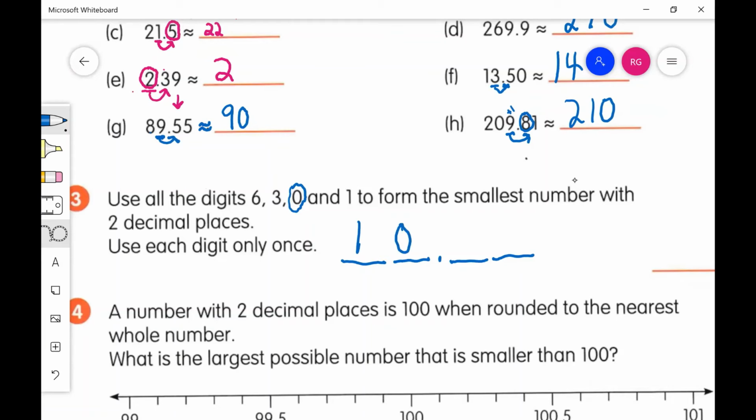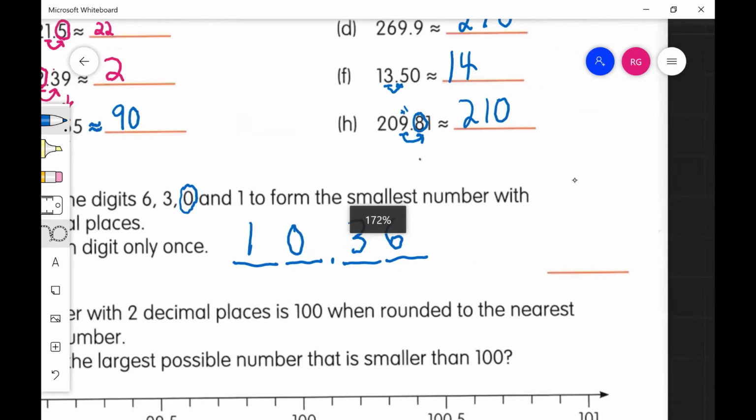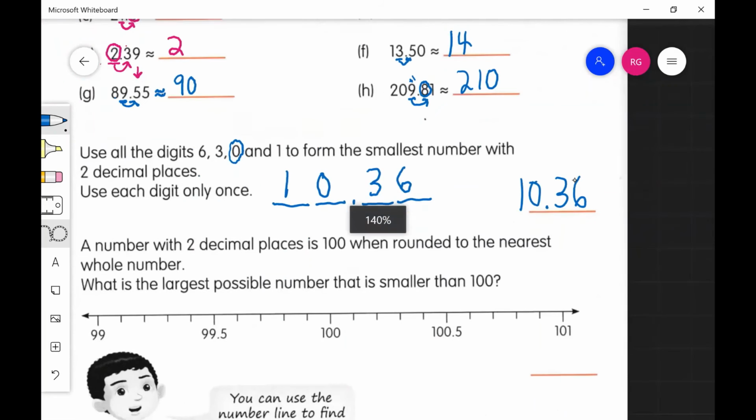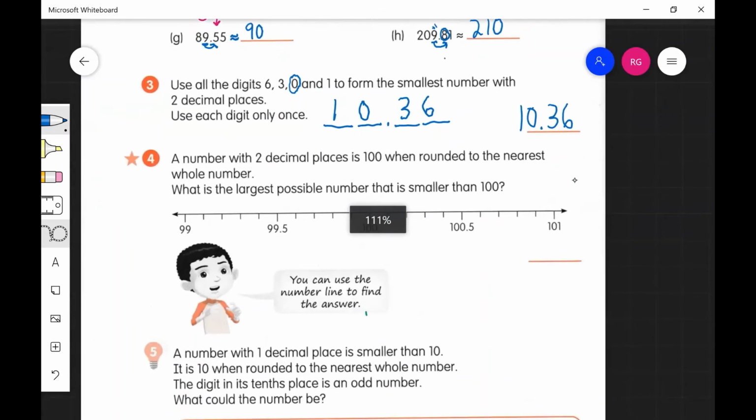Okay, so 10.36. And if you say like 1.36, I would probably count it correct. But we're going to write 10.36 here for the answer. And let's get it on to this little line here. So it should say 10.36.